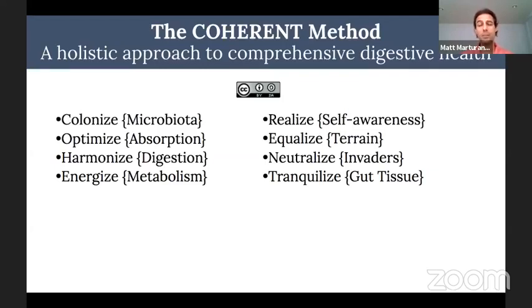We could be eating the best food on earth, but we're not going to get the benefits of that. So one of the things we can focus on with the Coherent Method is what different ways we can improve or optimize the absorption of the nutrients and other things we're looking to get from our food. The third thing is harmonizing our digestion.